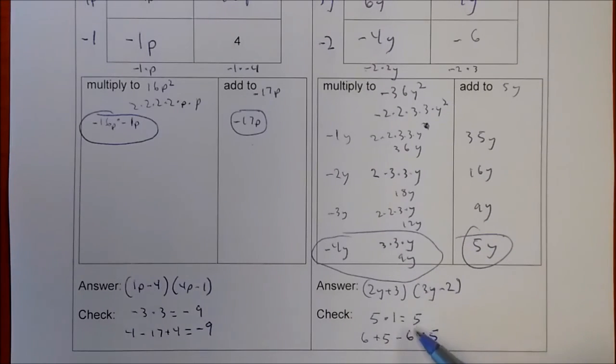So then to check our work, I substituted in 1 for our expression, and 2 plus 3 is 5, and 3 minus 2 is 1, and 5 times 1 is 5. And then for our quadratic, 6 plus 5 minus 6 is also 5. So we can be reasonably sure that our factored expression is correct.